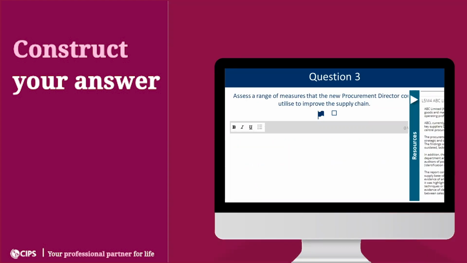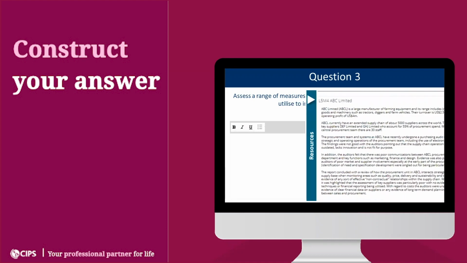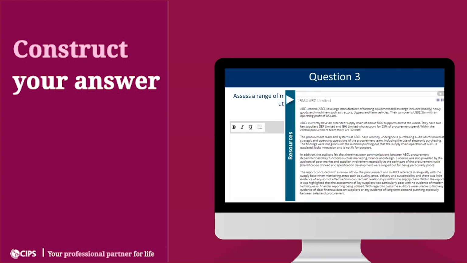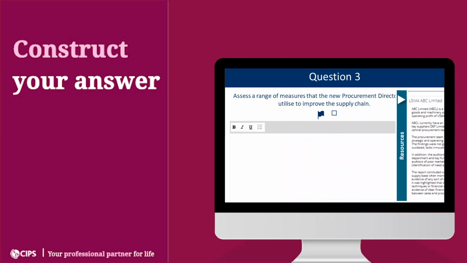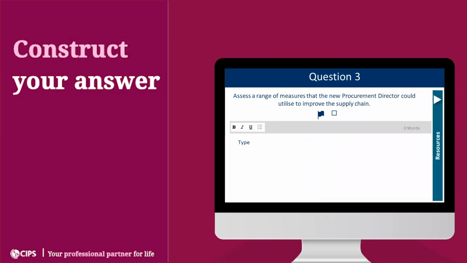Okay. So you will also see there are what's known as resources. So these are the scenarios that will be presented in some of the questions. This gives you some context to the question, which it's really important that you refer to that when you're answering the question. So constructive response method of assessment has been specifically chosen by CIPS to enable students to demonstrate not just their knowledge, but their understanding and application.